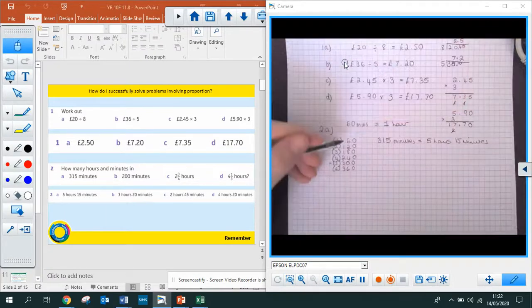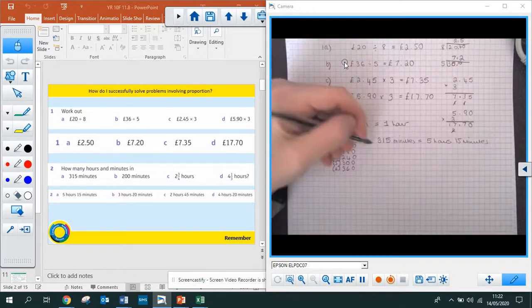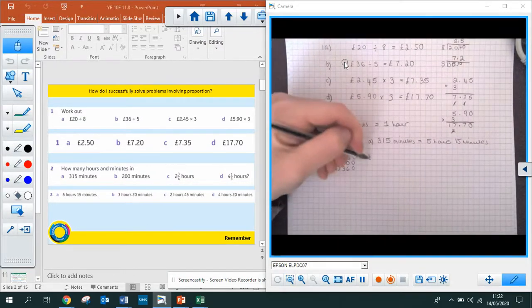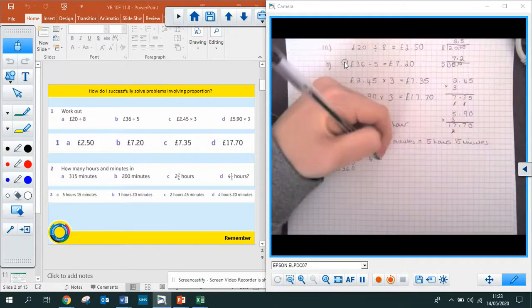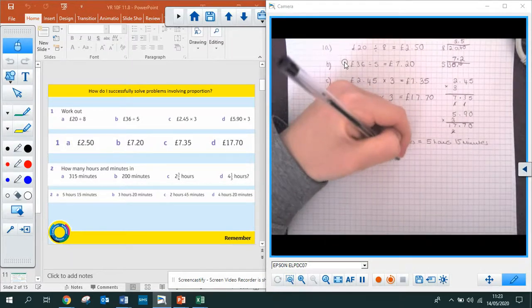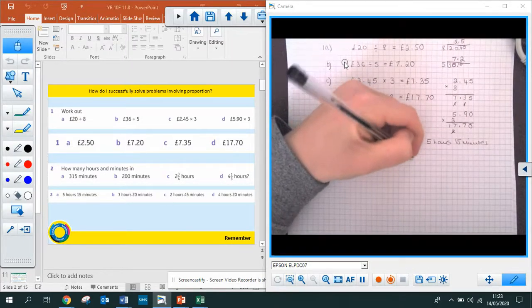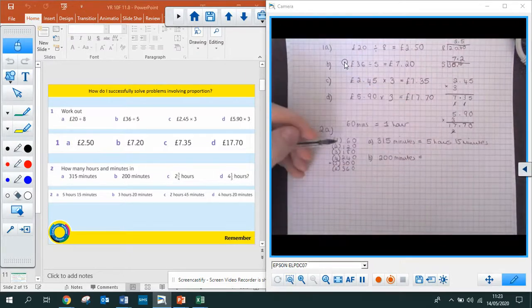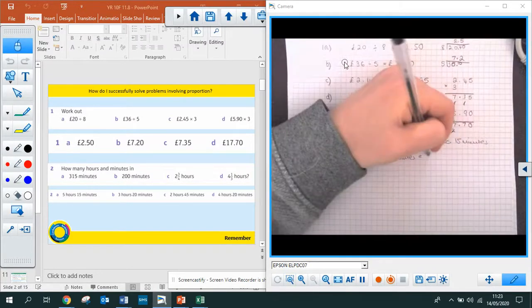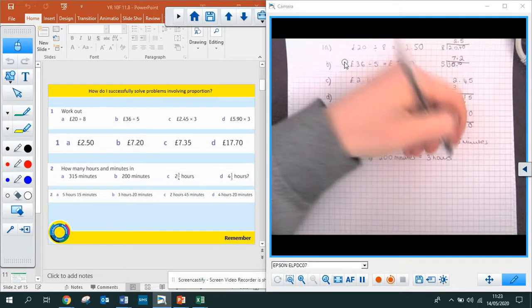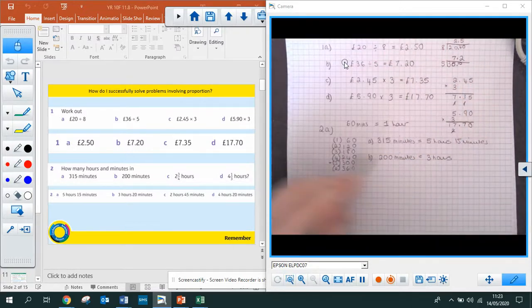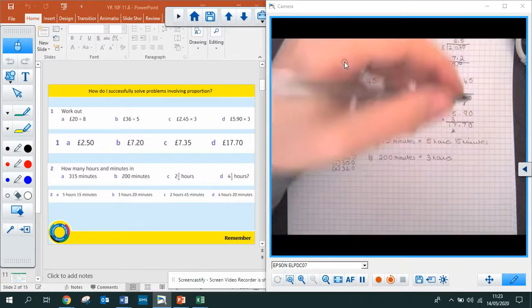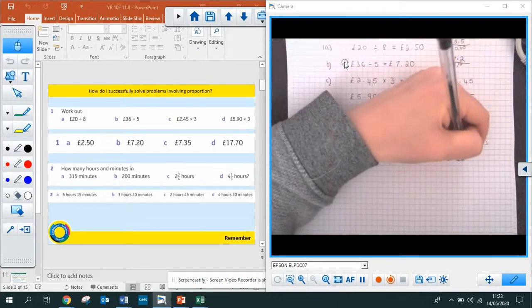Okay, what's good about this method is that the working is still there for the next question. So that's part A. Part B, we needed to say what 200 minutes is as hours and minutes. So the nearest one is here, it's 3 hours, because the next one, 4 hours, goes over 200 minutes. So it's 3 hours. And then there's 20 minutes remaining from 180 minutes to 200. So it's 3 hours and 20 minutes.